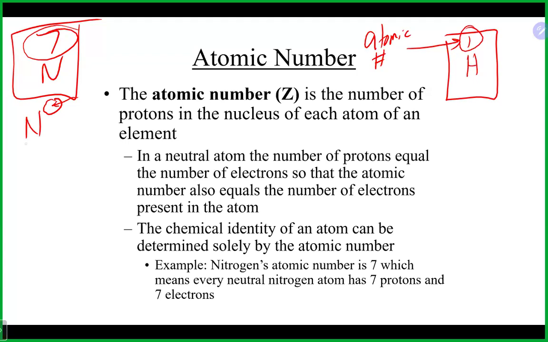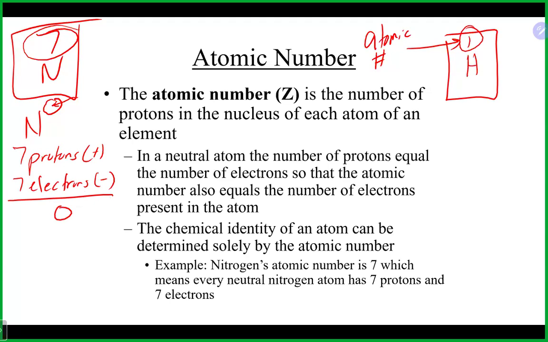So that would mean it has 7 protons, which are positively charged. And because it is neutral, it would have to have 7 electrons as well, which are negative. And that gives you an overall charge of 0, because all the positive particles and all the negative particles in the atom basically cancel each other out. Any questions?